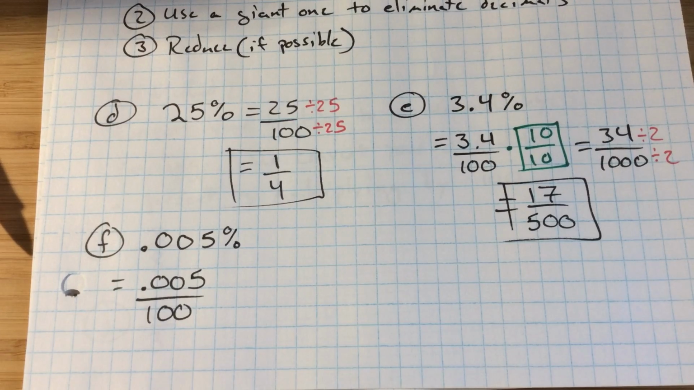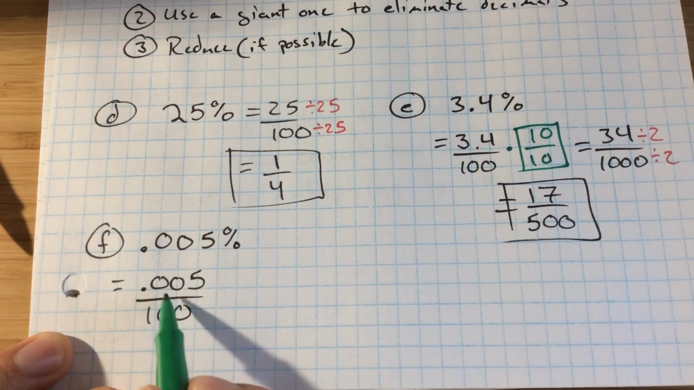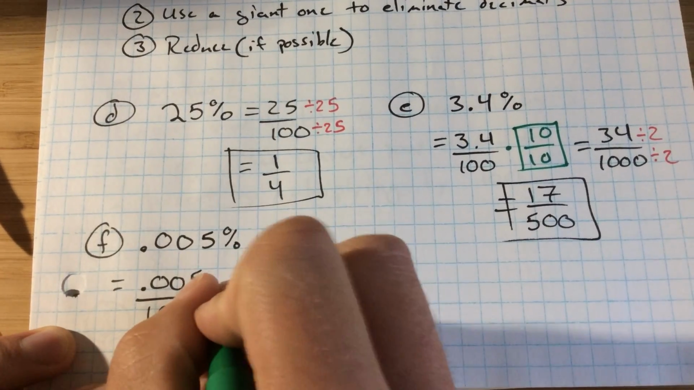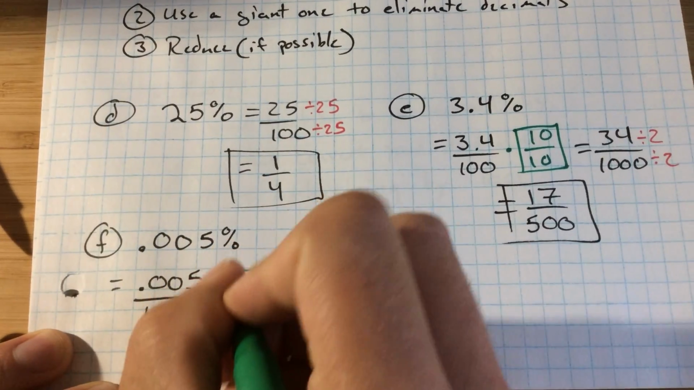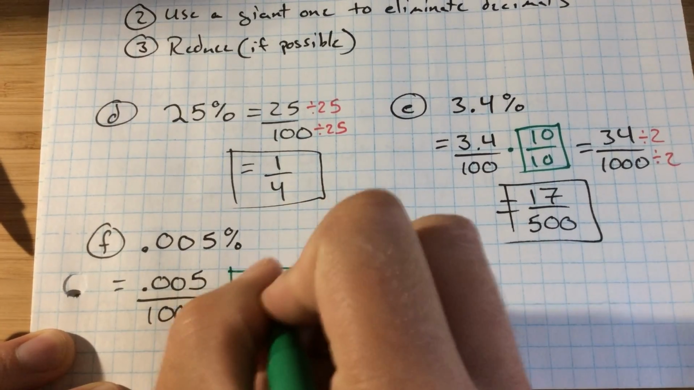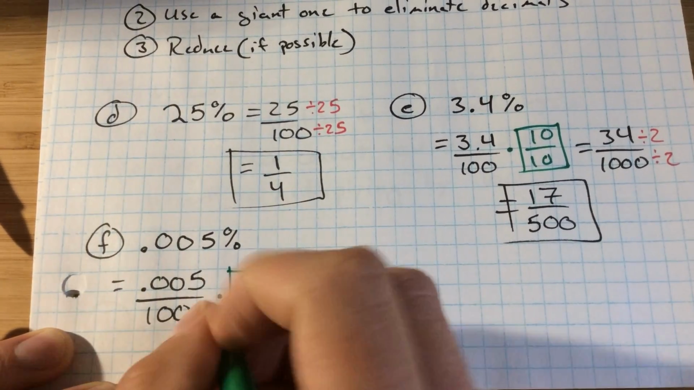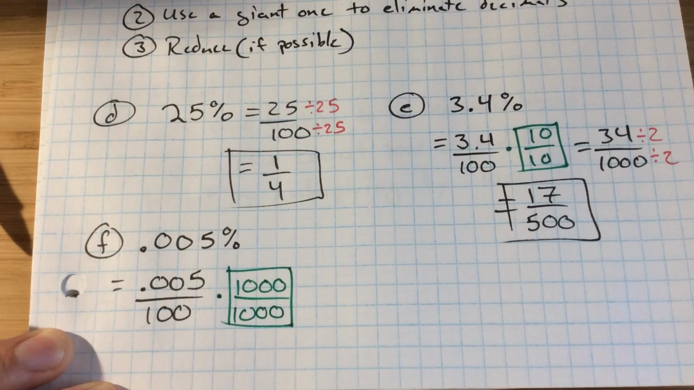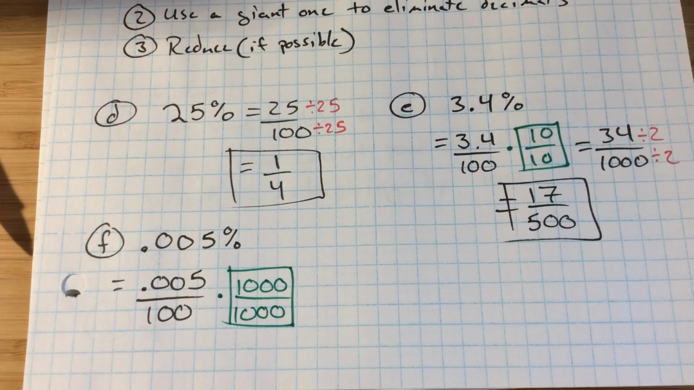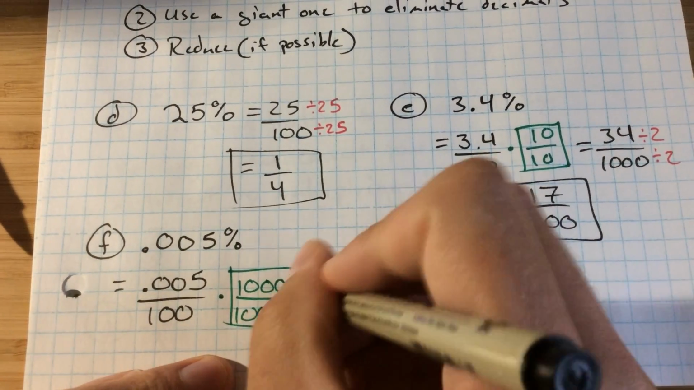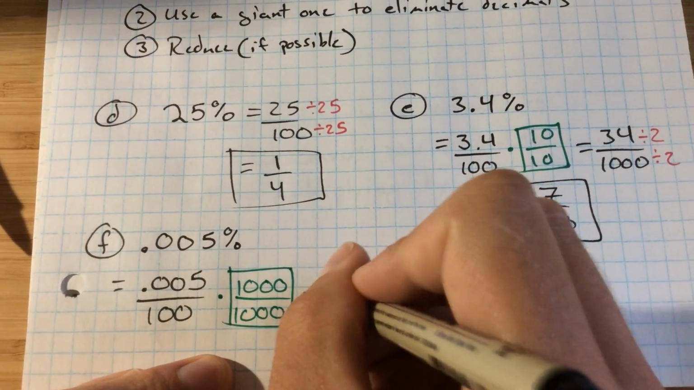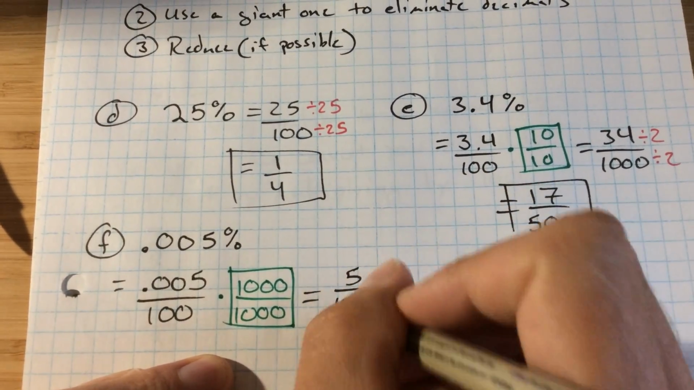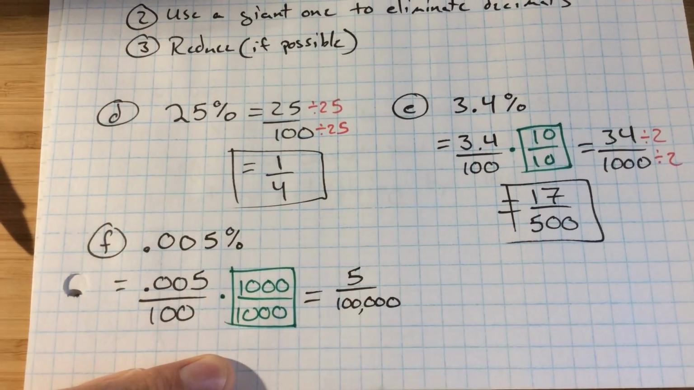Now we need to get rid of the decimal point. So I want to move the decimal 1, 2, 3 times over. So what am I going to multiply by? Well, I'm going to multiply with 1 and 3 zeros, which is 1,000. And we're going to do that on both parts. I move the decimal over 3 times. So that's going to give me 5 over 100,000. There's a comma there if anybody's interested.